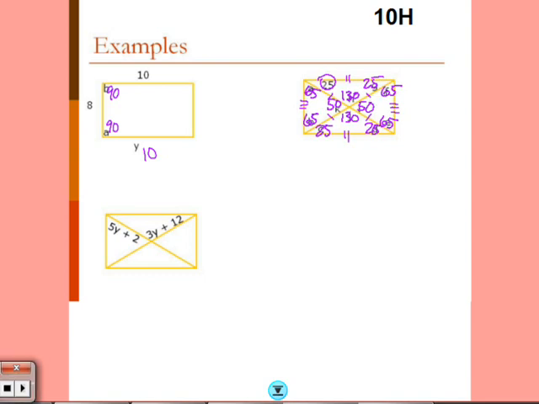On the last one, because I know that all the diagonals are the same measure, I can just set 5y plus 2 equal to 3y plus 12, and I get y equals 5. Not 5. Whew. 2y equals 10, y equals 5. Yeah, that's right.